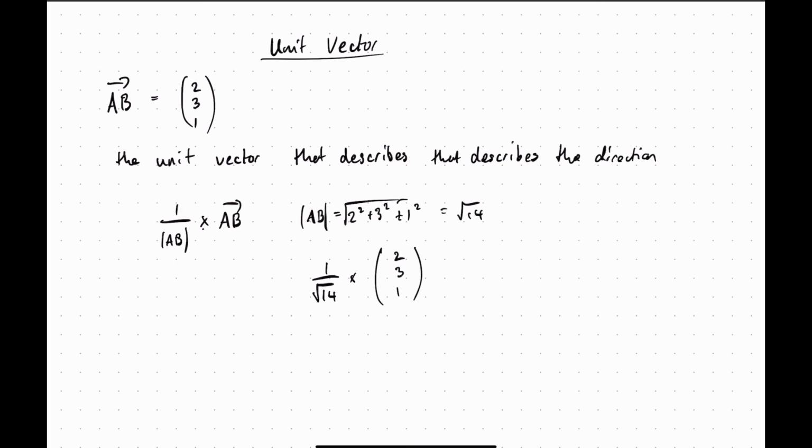What that does is it calculates the same direction as 2, 3, 1. So we're going in the exact same direction, parallel to it, but the length of that vector is 1. That's what a unit vector is. It's length 1 in the same direction. That's why it's called a unit vector.